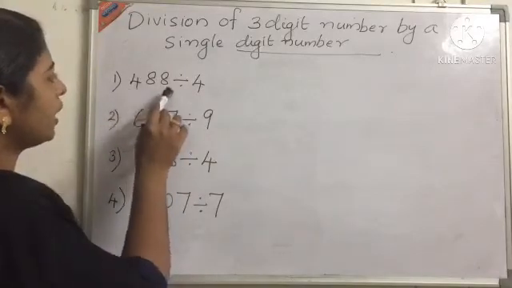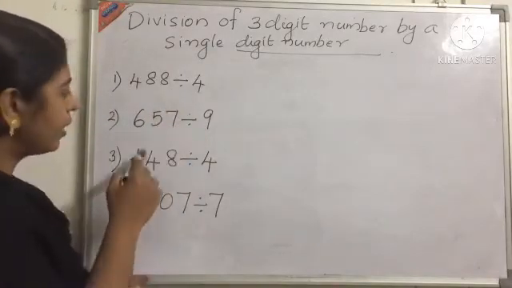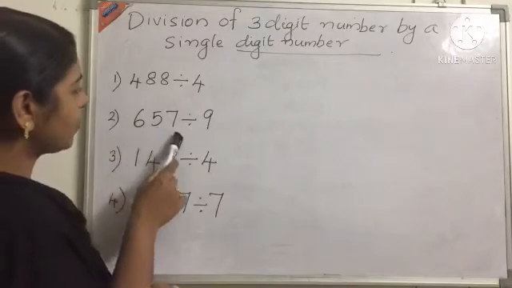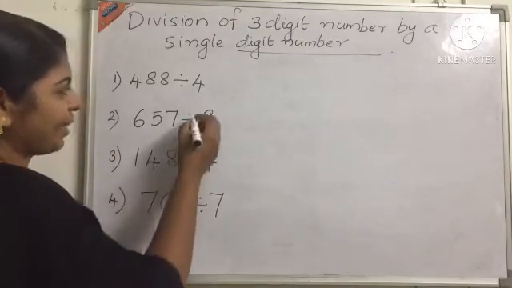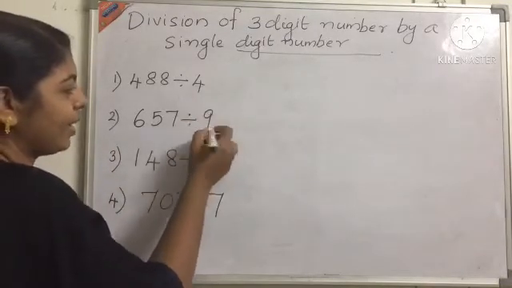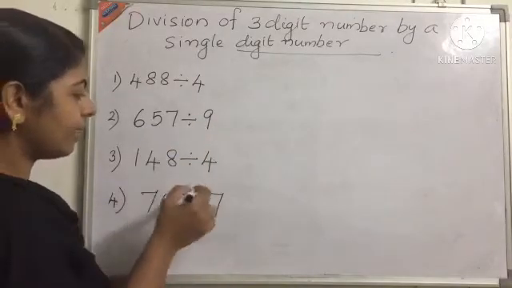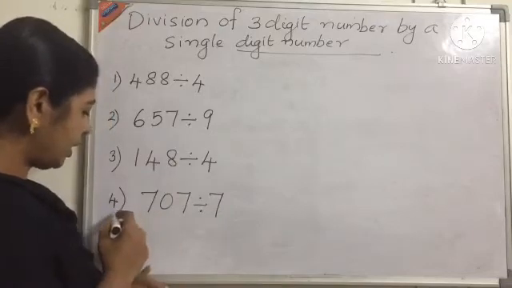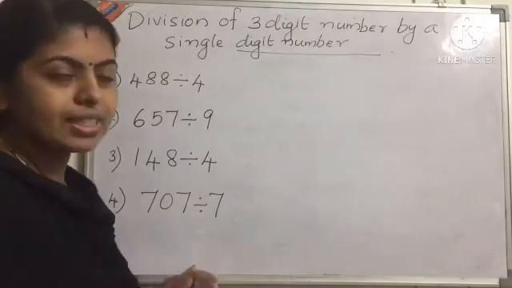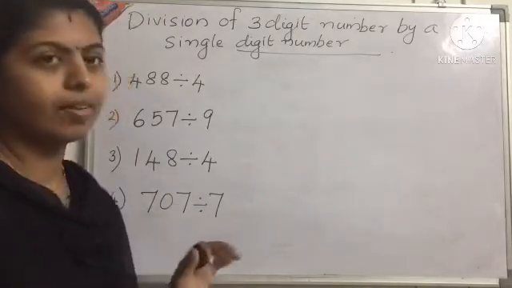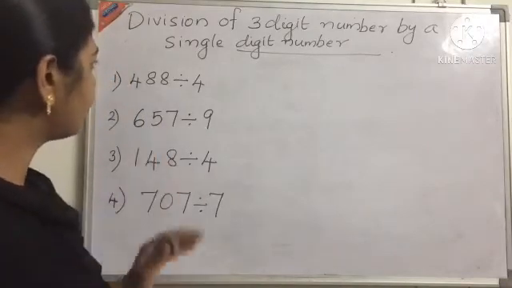First one, 488 divided by 4. Then the next one, 657 divided by 9. Okay, this is the first time we are dividing with 9. Then the third question, 148 divided by 4. Then the fourth question, 707 divided by 7. Okay, we can start with the first question.